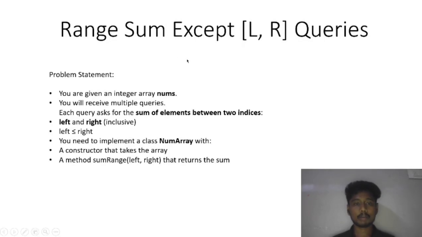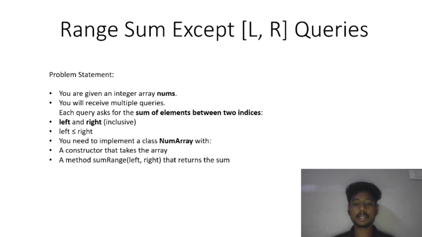Hi guys, our problem is RangeSum Query. In this problem, we are given an integer array and we will receive multiple queries. Each query asks for the sum of elements between two indices called left and right, and both indices are inclusive. To solve this, we need to design a method sumRange(left, right) as input, which returns the sum of elements from index left to right.